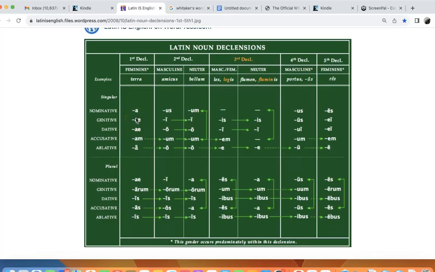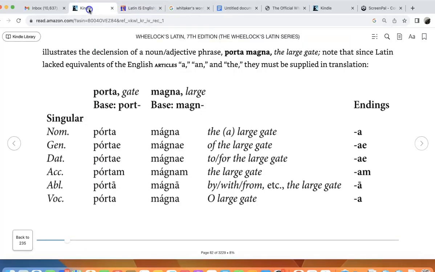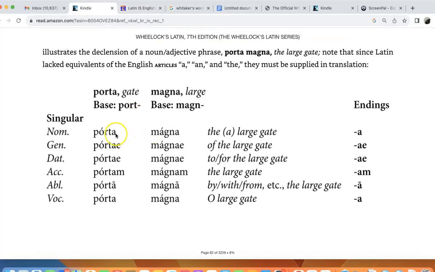English doesn't. English uses word order. Latin uses endings. So we go back to our example here. This means, and this is in the singular, by the way, so here are our endings over here. So porta magna. Latin also likes to put the adjective, which also has an ending, after the noun, whereas in English we would do it vice versa.